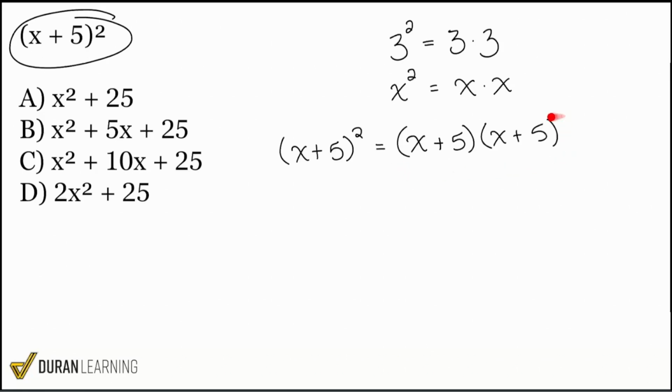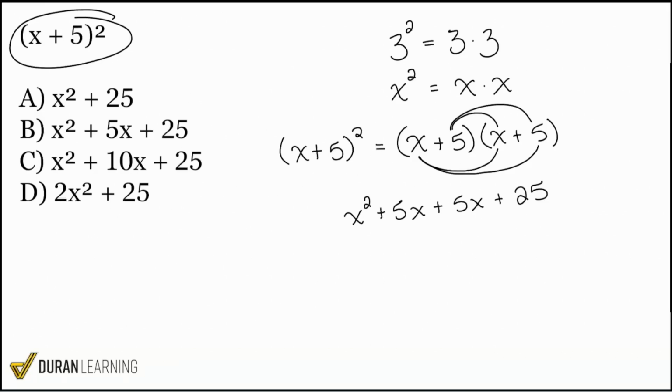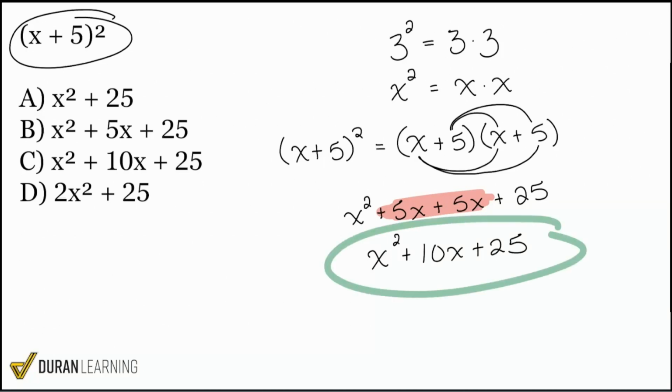So let's handle this like we know how. x plus 5 times x plus 5. Here we go. The x will multiply with the x, x squared. Then the x will multiply with the 5, 5x. 5 multiplies with the x, 5x. 5 multiplies with the 5, and that's 25. From here, we're going to move forward to combining like terms, which are going to exist between these two 5x's. 5x plus 5x gives us 10x. And there we are, everybody. We are all good. There is our final answer, and the correct answer will be answer choice C.